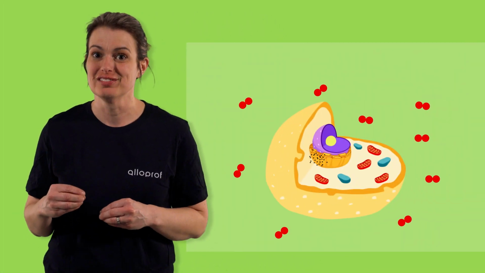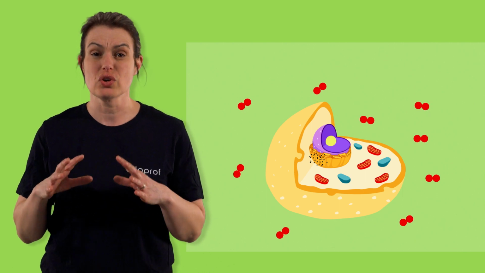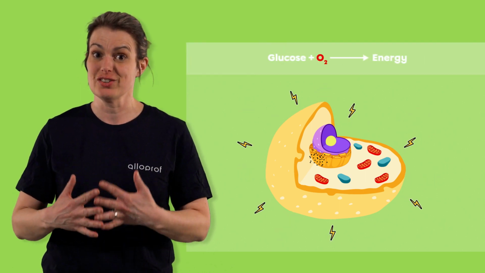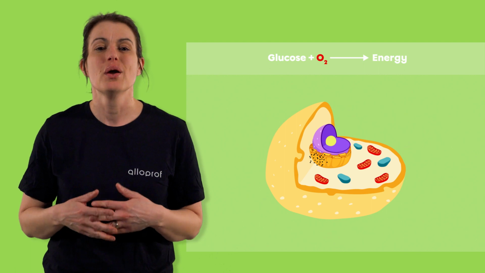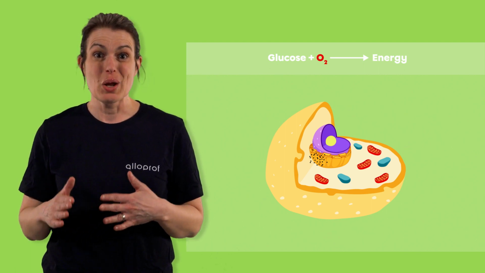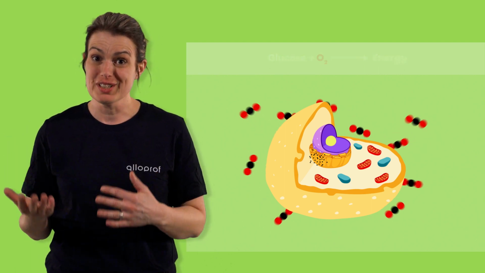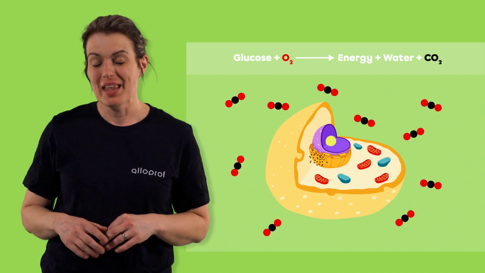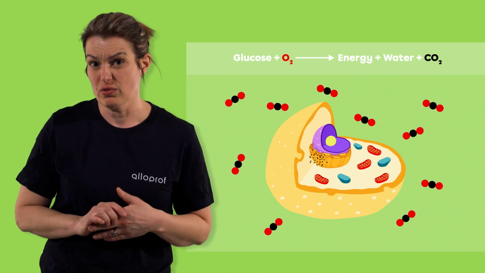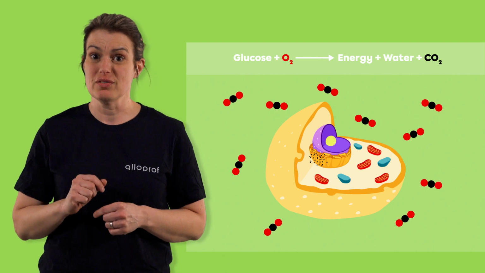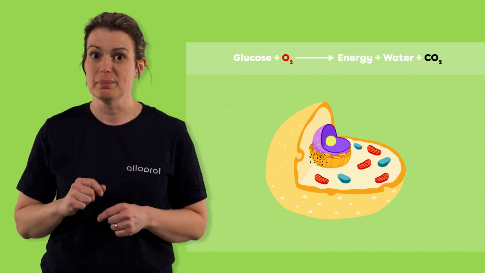To function, human cells need a constant supply of oxygen. Our cells need this gas to transform the glucose we consume into energy. When energy is produced in the cells, waste in the form of water and carbon dioxide is also produced. Carbon dioxide is toxic for the organism. The body must get rid of it in order to continue functioning properly.